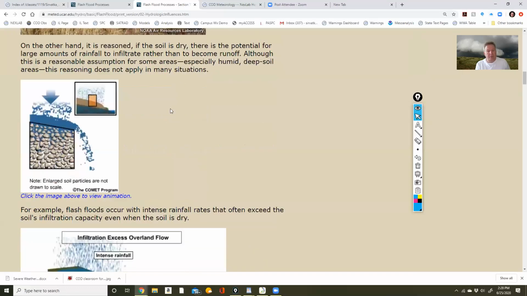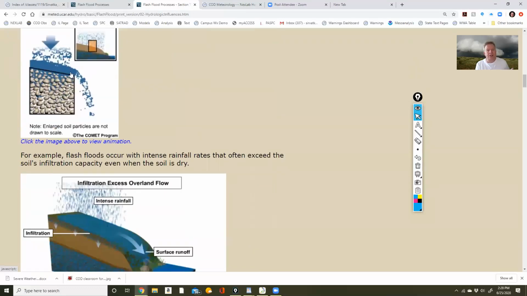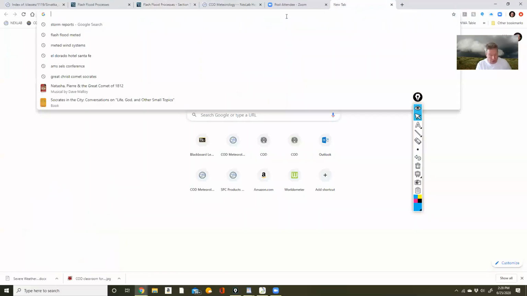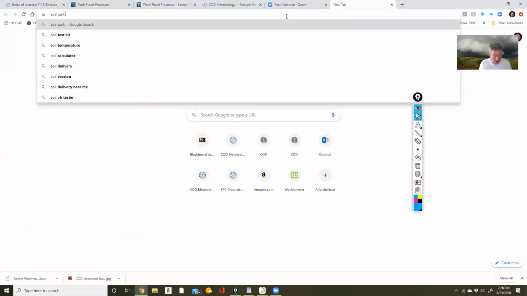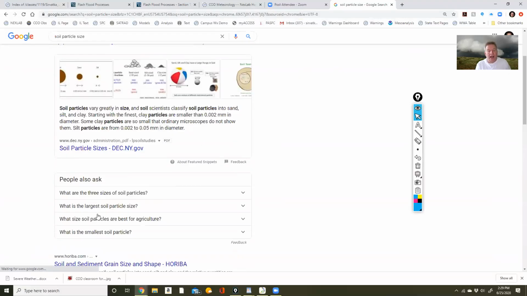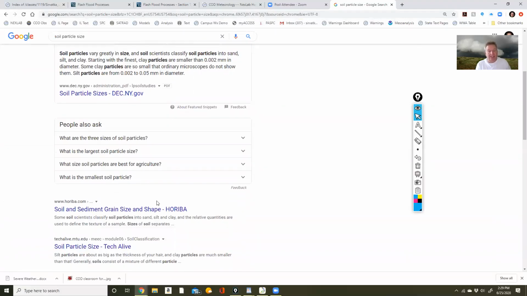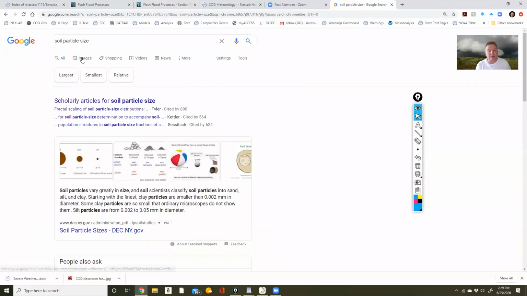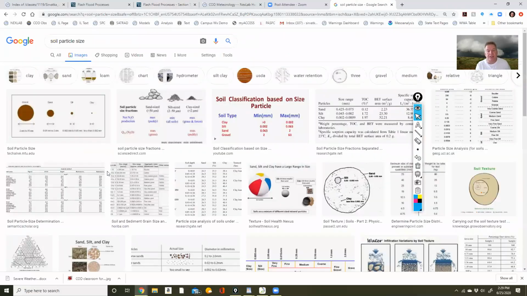Okay? So you can kind of take a look at this. And then there's also these particle sizes. So I think a fun thing to do would be soil particle size. Notice I use Google whenever I need to find stuff that's pretty straightforward. So I could look at lots of things in here. I think I'm just going to go to the images because I can find one pretty easily because I know what I'm looking for.